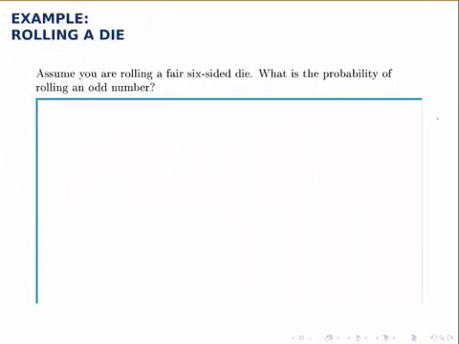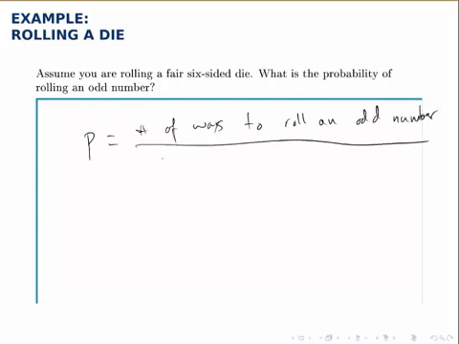Assume you're rolling a fair 6-sided die. What is the probability of rolling an odd number? Remember, a basic probability is the number of ways that our event could occur, so in this case, the number of ways to roll an odd number, divided by the number of total possibilities for what could occur when we run this experiment. So all we have to do is count up how many ways this event could happen and count up the number of total possibilities, and then divide the two to get the probability.